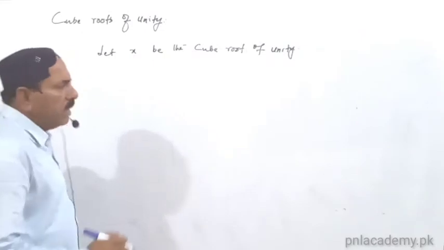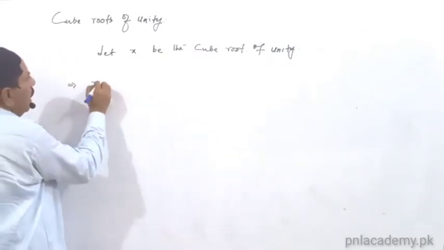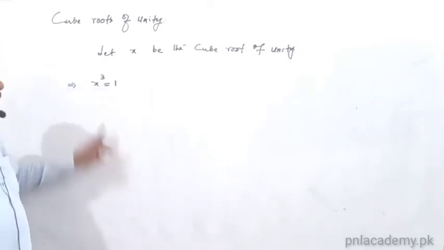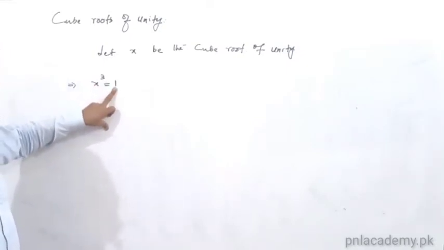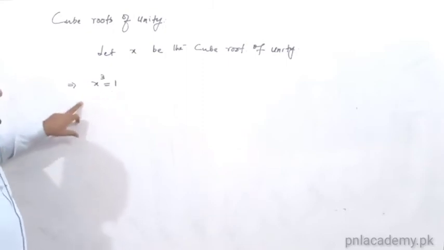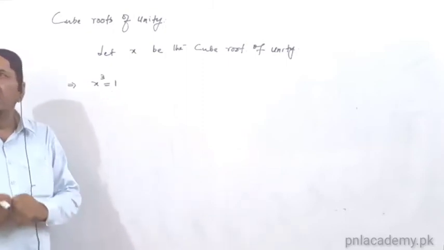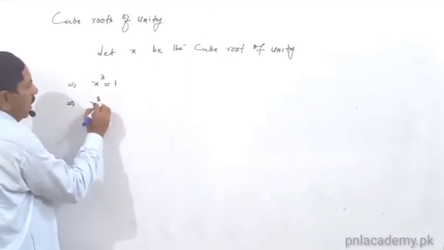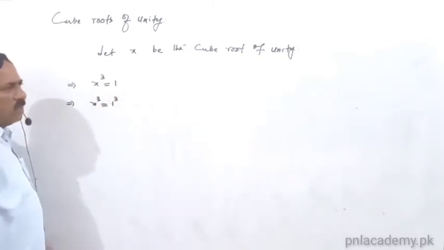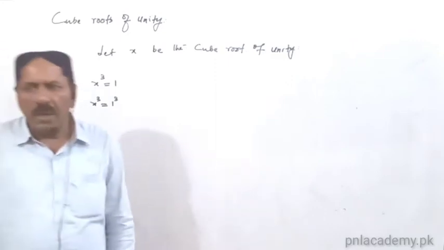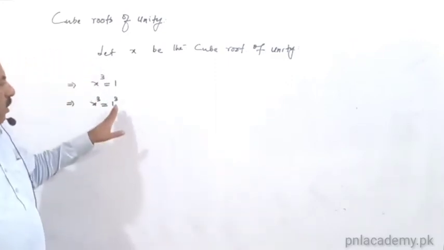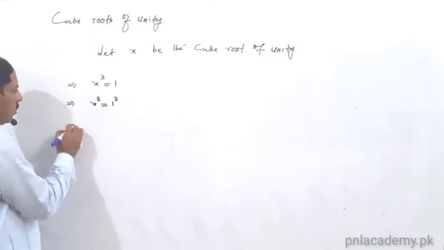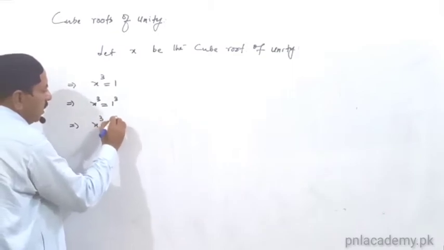It implies that x cube is equal to 1. X being the cube root of unity means x cube is equal to 1. So we can write x cube is equal to 1 cube because 1 is a unit number. After increasing the power, the value of 1 cannot change, it remains the same. So we can also write x cube minus 1 cube is equal to 0.